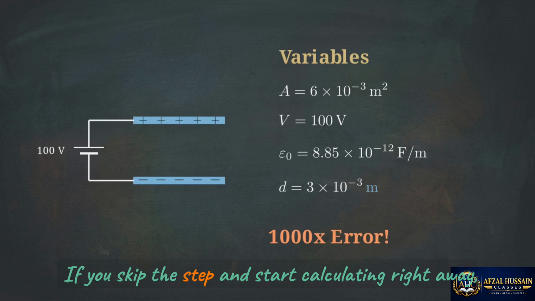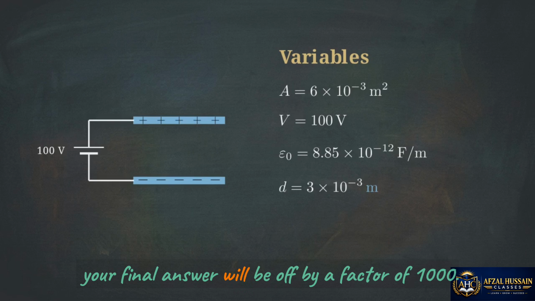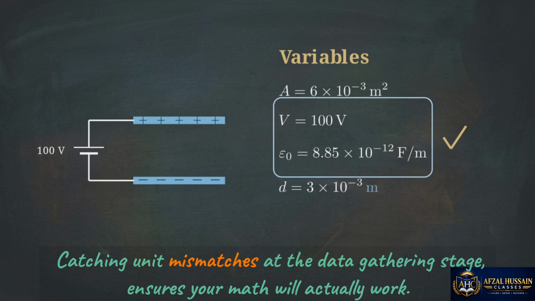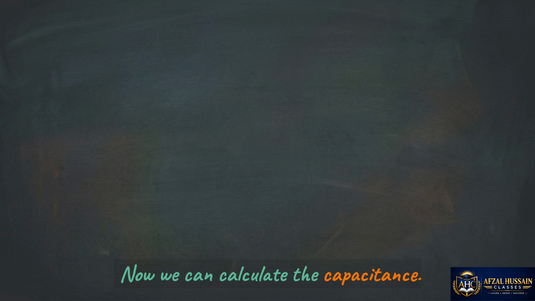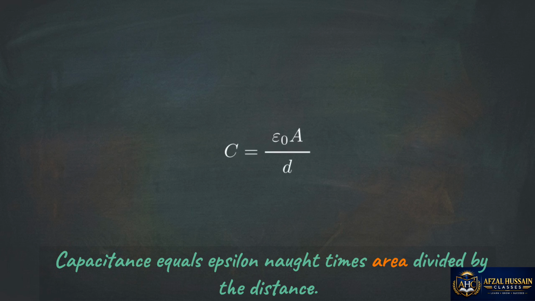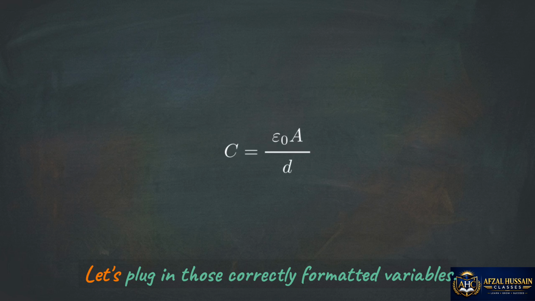If you skip this step and start calculating right away, your final answer will be off by a factor of 1,000. Catching unit mismatches at the data gathering stage ensures your math will actually work. Now we can calculate the capacitance. We'll use the formula capacitance equals epsilon naught times area divided by the distance.